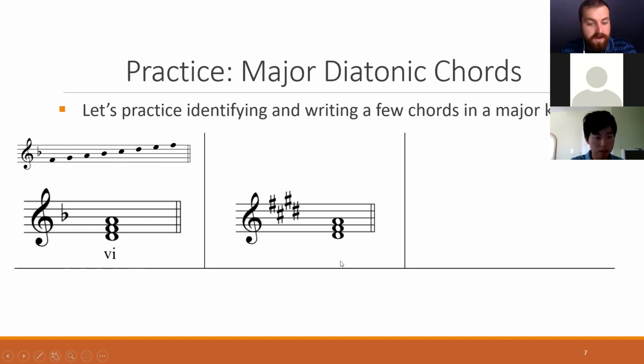Okay, try this one out. Take a minute if you haven't already started. We know it's a major key, so identify your key, identify your chord quality, identify your scale degree, and write the Roman numeral. So take a minute.